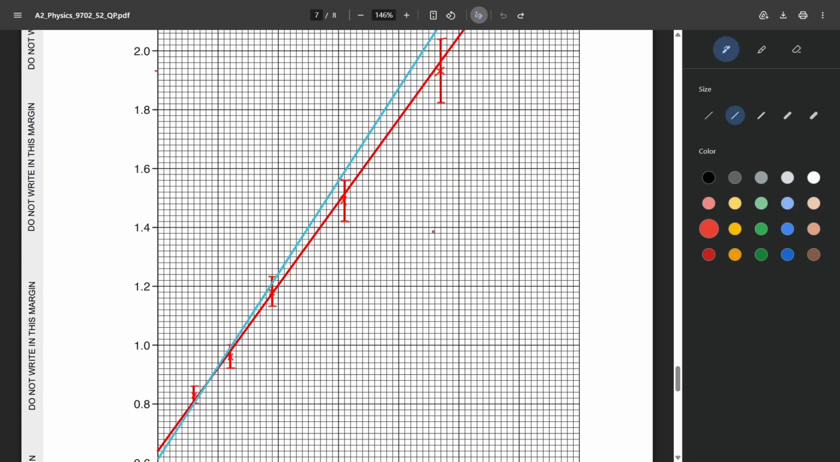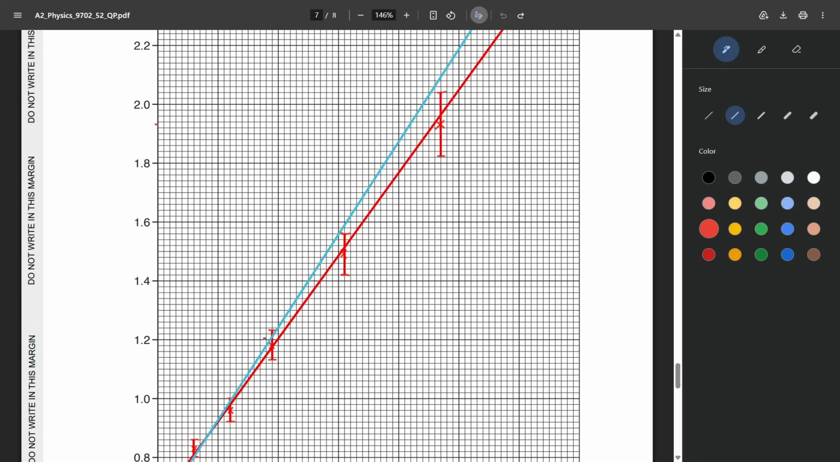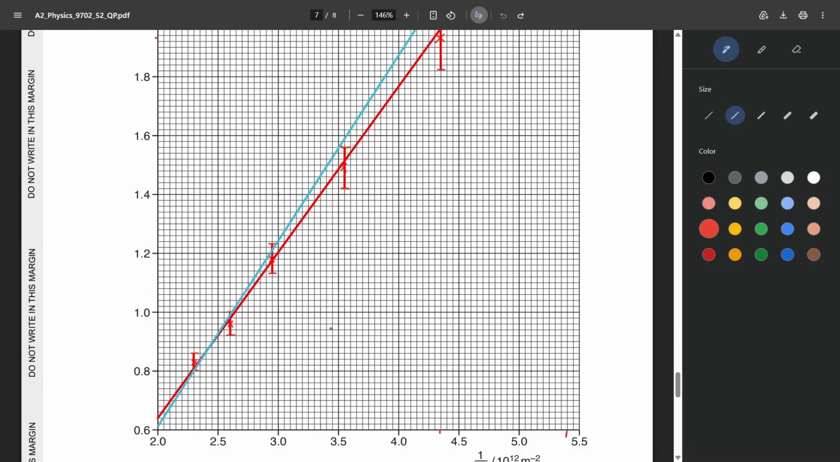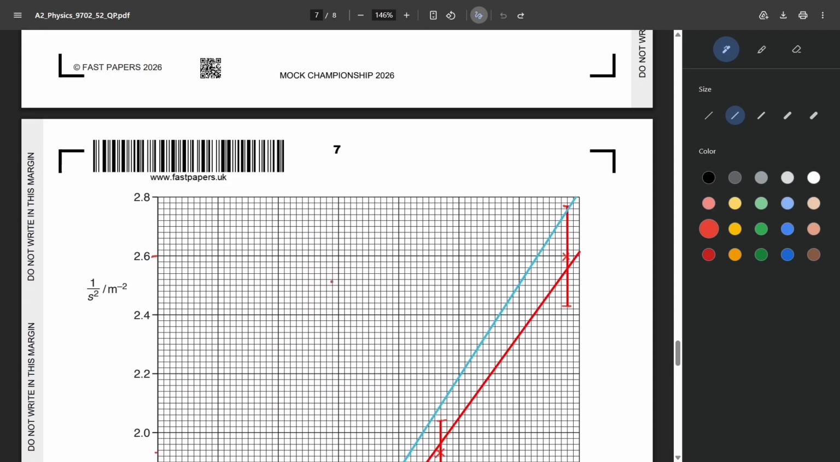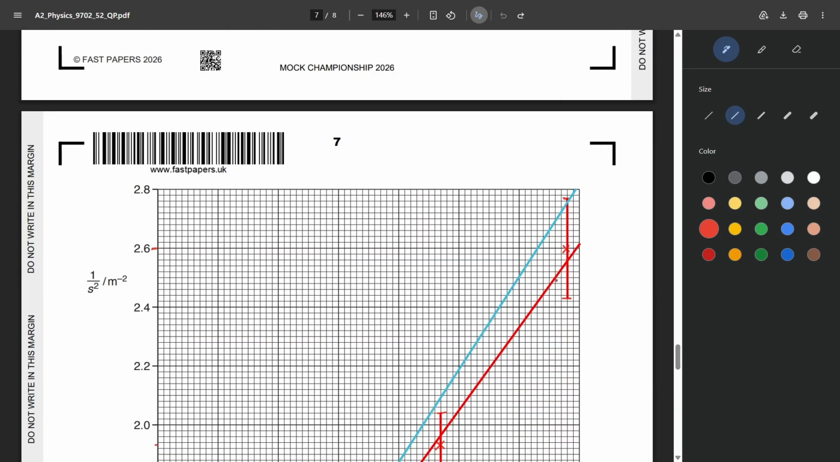So here are the plotted points, the error bars, and the line of best fit, and also the worst acceptable line drawn in blue. Okay. By the way, we need to label these lines. So the red line would be the line of best fit. Let's write that as best fit line. And the blue line is the worst acceptable line. Let's write that in blue. Yeah. So worst acceptable line.